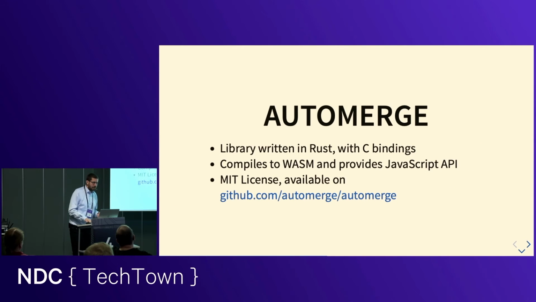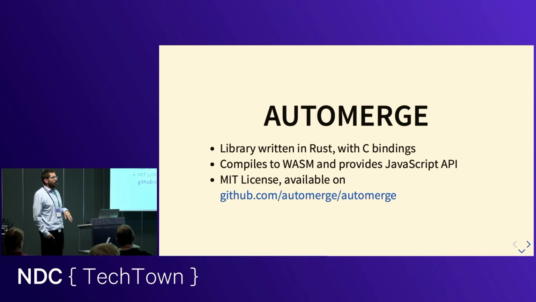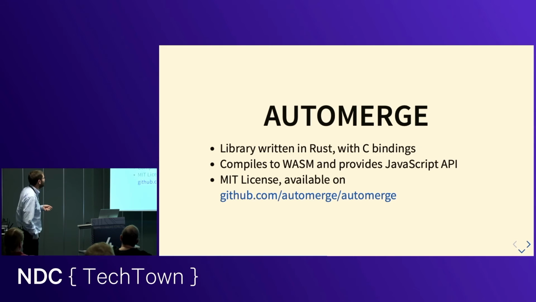Which brings me to this Automerge library. It's an open source project. It's a library. They had a version 1, I think, in JavaScript. The version 2 is written in Rust. It has C bindings, which is a pretty horrible API actually, but it works.